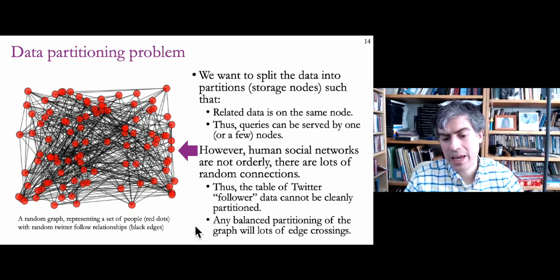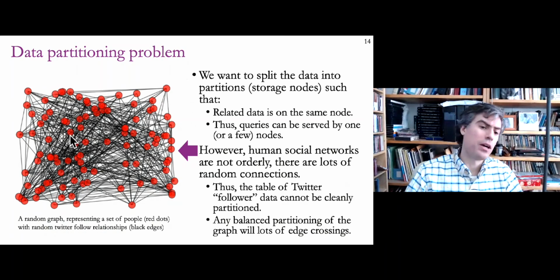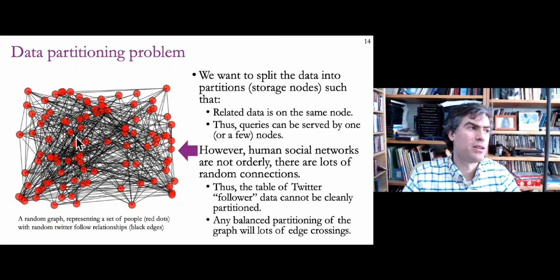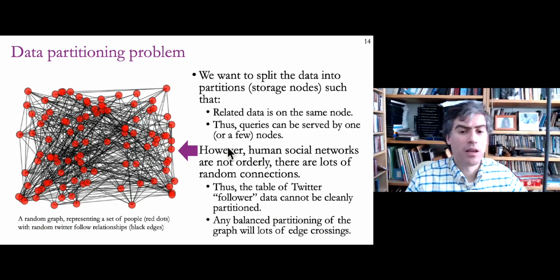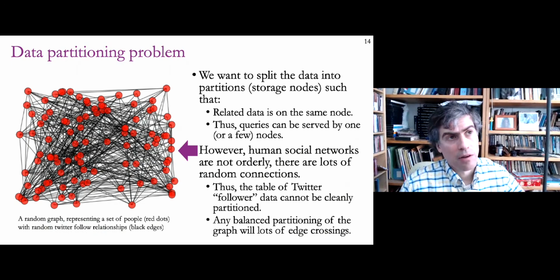Okay, so we can't cleanly partition the default followers data, and that also means that we can't partition the tweets in a way that we would not need to check essentially all of the partitions when we're reading our feed. And if we're checking all the partitions when reading our feed, then we are not getting any throughput benefit by adding more nodes, and so we don't have scaling.